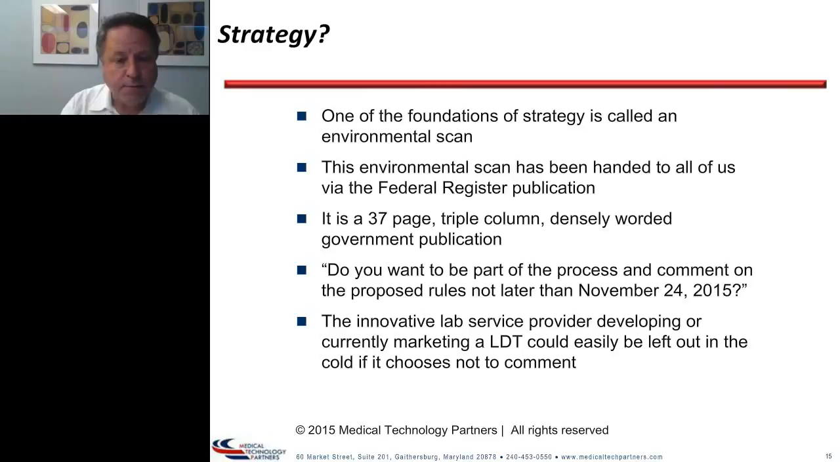The process that we go through is something called an environmental scan. The environmental scan now has been handed to us via this federal registration publication. You can read it. The link's in the beginning. It's a 37-page, triple-column, densely worded government publication. You can get through it and begin to understand it. Or you can ask for help too, and we'll be happy to help.